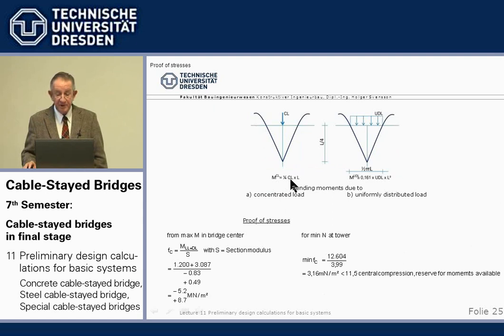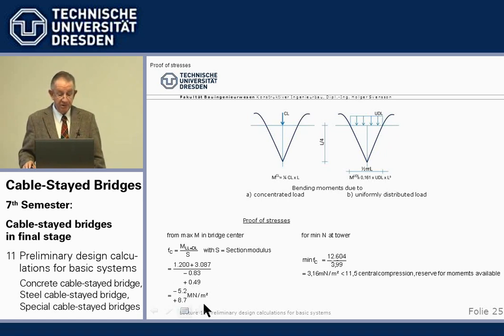If we then put our loads and the length in here, we end up with the beam moments, and we can calculate from the dead load and the live load beam moments divided by the section modulus, top and bottom. We can calculate beam stresses of minus 5.2 and plus 8.7 in the bridge center where the normal force is small. We can also calculate the compression at the tower for the normal force which we calculated.